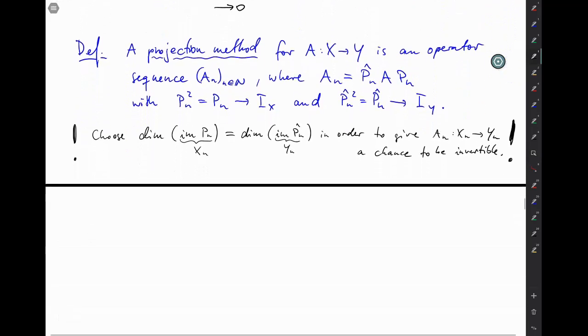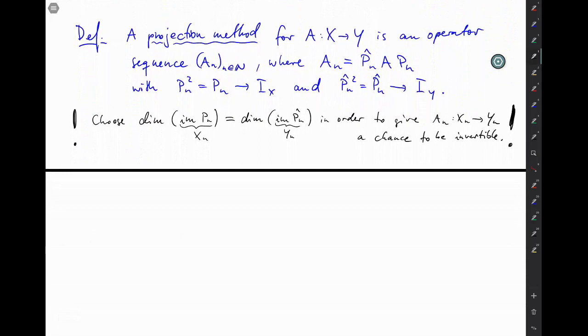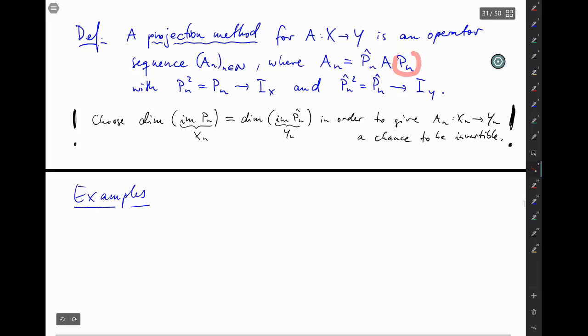Good, and now it's again time for examples. And when I say examples here, I mean examples for how to choose these projections. Okay, and thereby, of course, examples of how to construct projection methods when you're given an operator A.